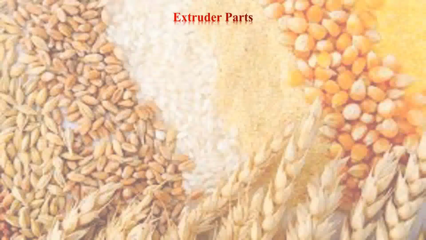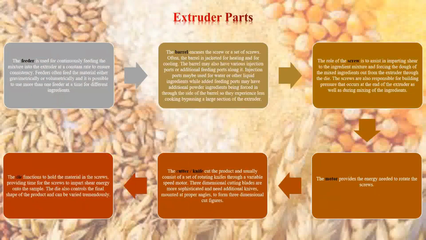After this, we have the extruder parts. In extruder parts, the first one is the feeder. Like I explained, the feeder is used to continuously feed the mixture into the extruder at a constant rate to ensure consistency. The feeders often feed the material either gravimetrically or volumetrically, and it is possible to use more than one feeder at a time to supply different ingredients.